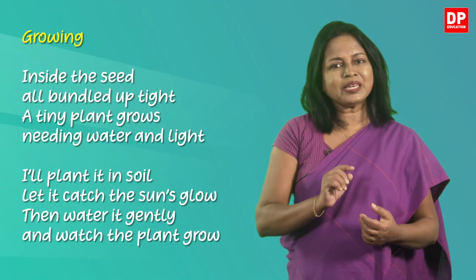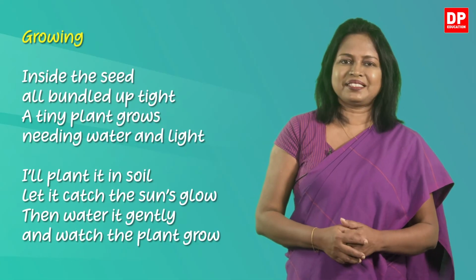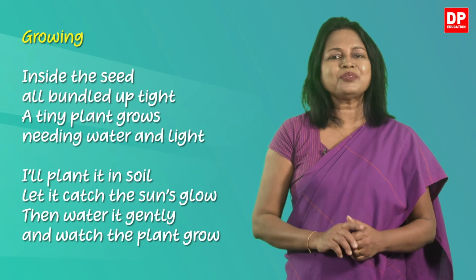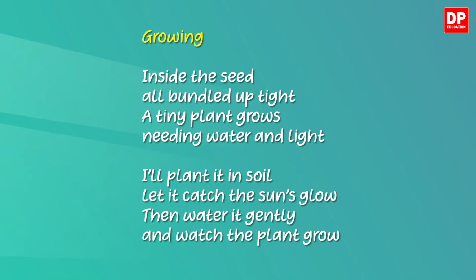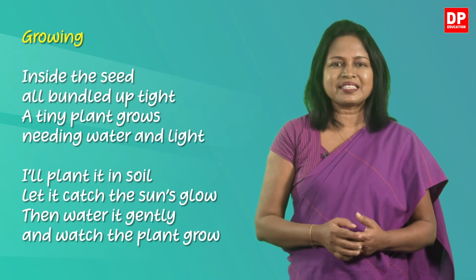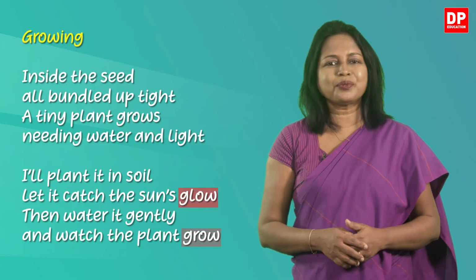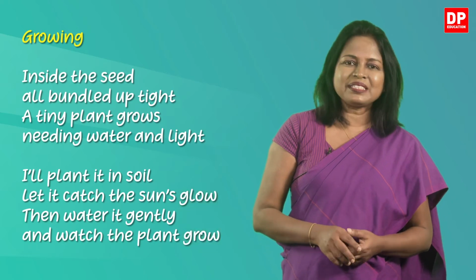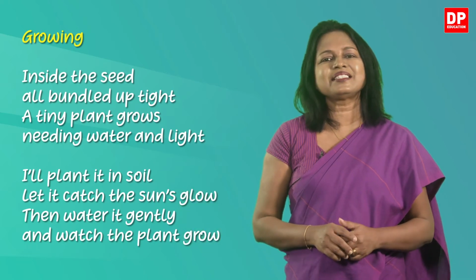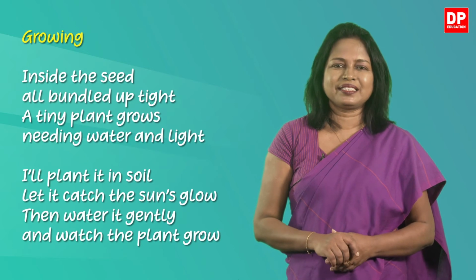Okay, now you can find the rhyming words in the second stanza. Read it aloud and see. The rhyming words in the second stanza are glow and grow. This is a very simple poem and the meaning is directly conveyed by the words.